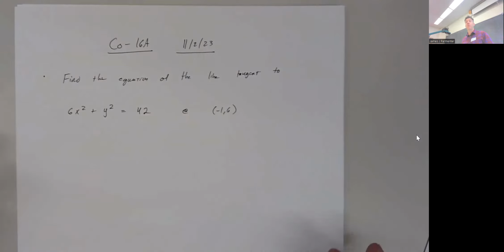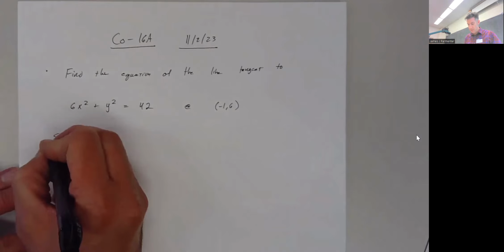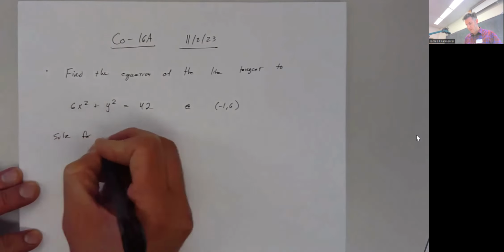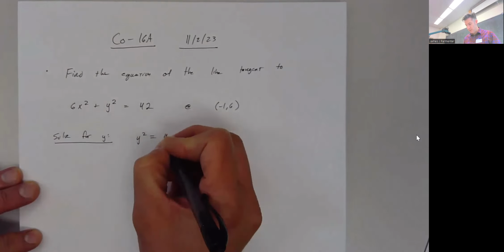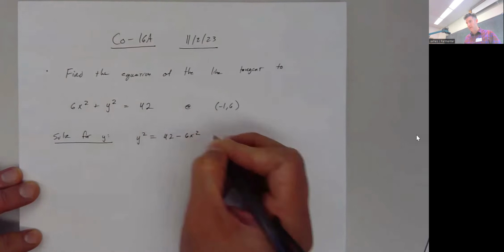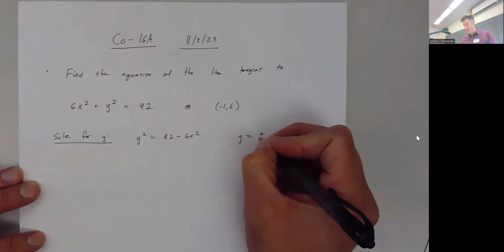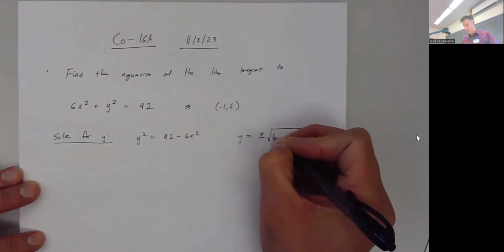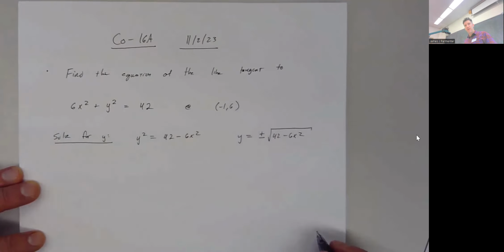So here's the wrong way to do this, still not incorrect, just not the easiest way. You could solve for y. Again, we're going to do it the right way in a second, but I want you to see that sometimes it is possible to solve for y. But now here's the thing. When I solve for y here, y is going to be plus or minus the square root of 42 minus 6x squared. And so if I take the derivative, well, in fact, this isn't a function anymore. It's like the top half of an oval and the bottom half of an oval.